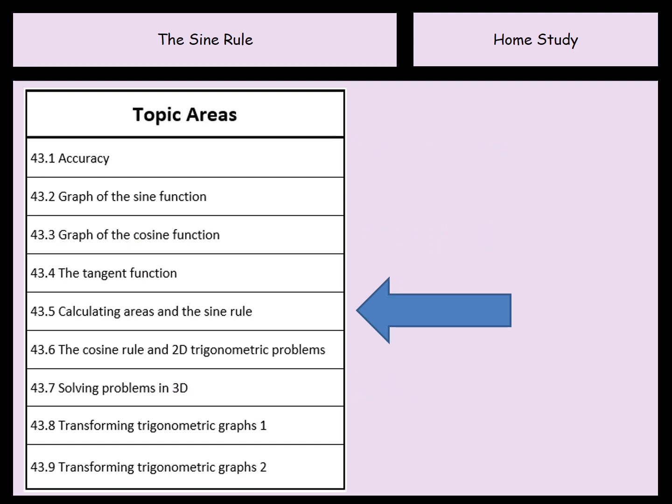In terms of where it fits into our topic area, we've looked at graphs a little bit, and we're just going to do this bit here. So we're going to look at calculating using the sine rule, and we're going to find some missing sides and missing angles, a bit like we did with SOHCAHTOA. But again, I can't stress this enough, this is for non-right angled triangles.